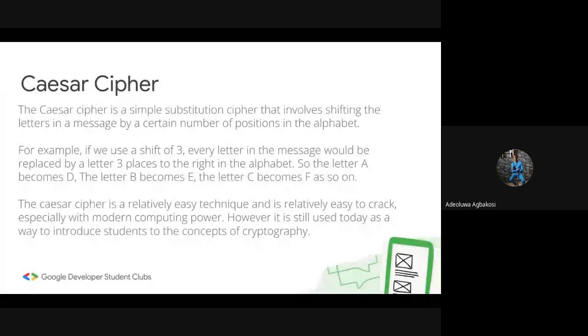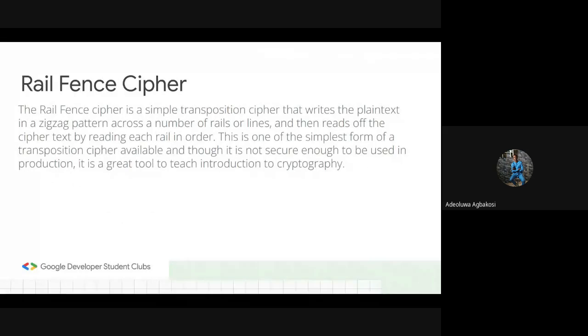In this case, the rail fence cipher. Now, the rail fence cipher is a simple transposition cipher that writes the plain text down in zigzag patterns across a number of rails or lines, and then reads off the cipher text by reading each rail in order. This is one of the simplest forms of transposition ciphers available, and though it is not secure enough to be used in production, it's a great tool to teach introduction to cryptography.